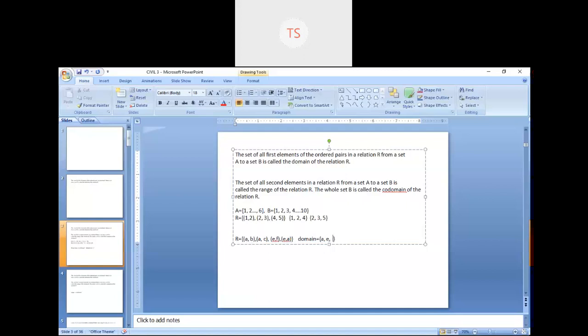Now next, what is the range of this particular relation R? Range is the collection of the second elements. B, C, F.